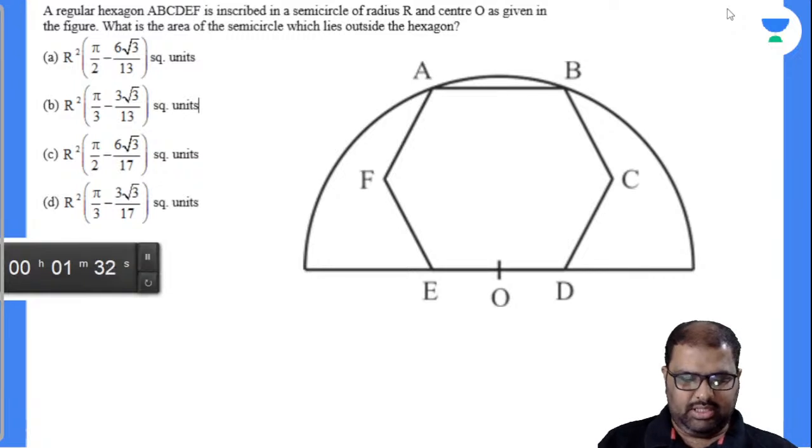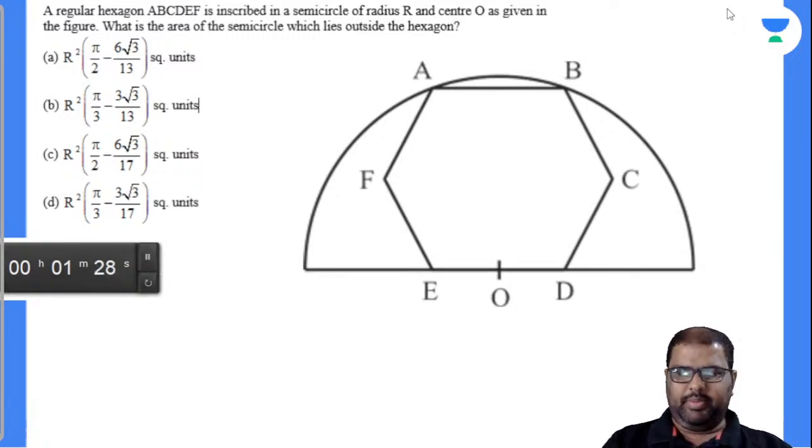Rupa, after seeing this question also, how can you ask whether this is a logical reasoning class? Are you seriously preparing for CAT or some other examination?